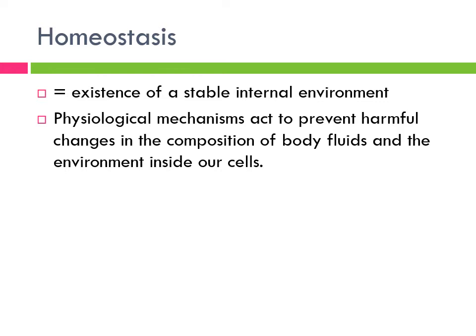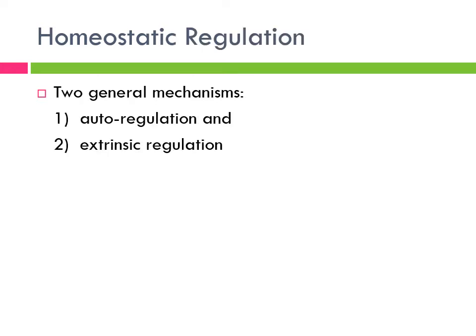The homeostatic mechanisms are going to prevent harmful changes in body composition and the internal environment within our cells. We have two types of homeostatic regulation: autoregulation, also called intrinsic regulation, and extrinsic regulation.